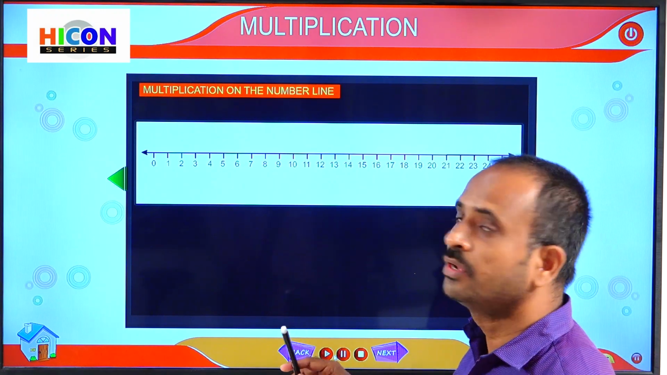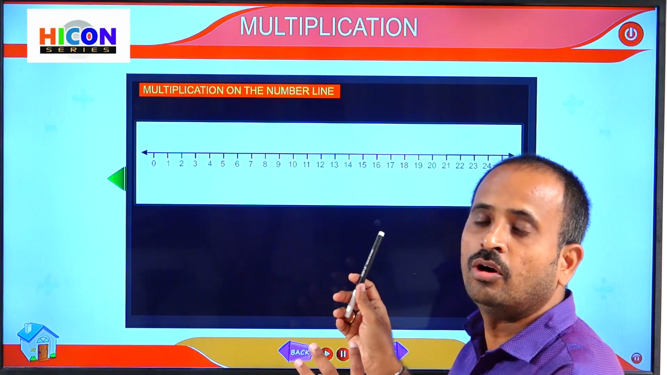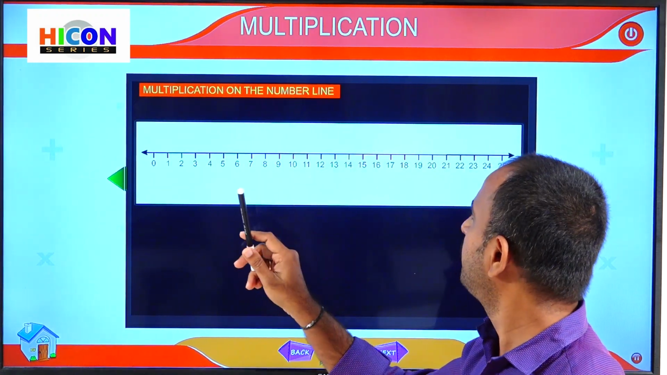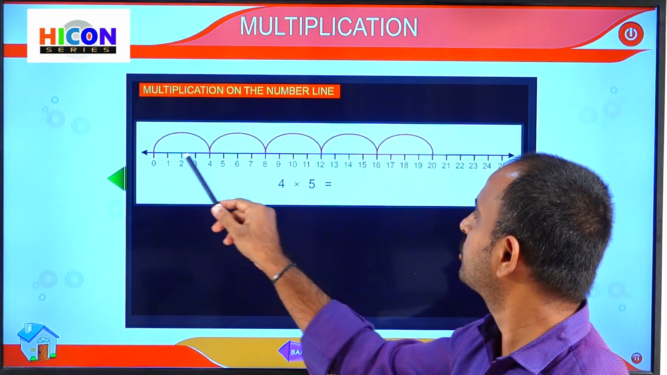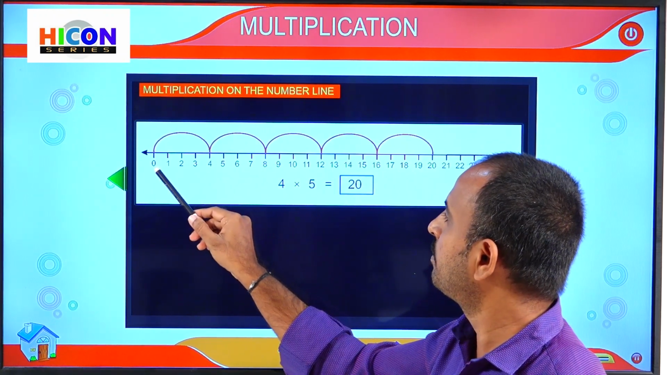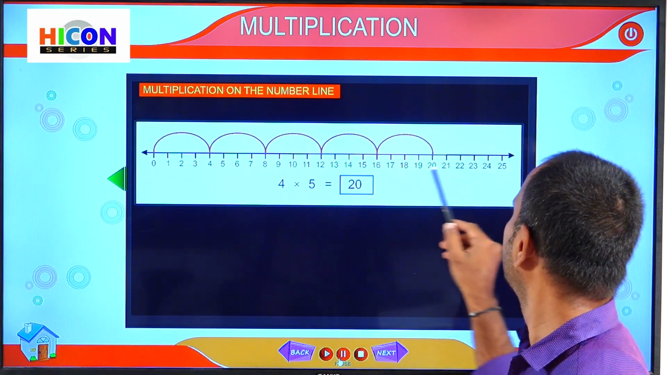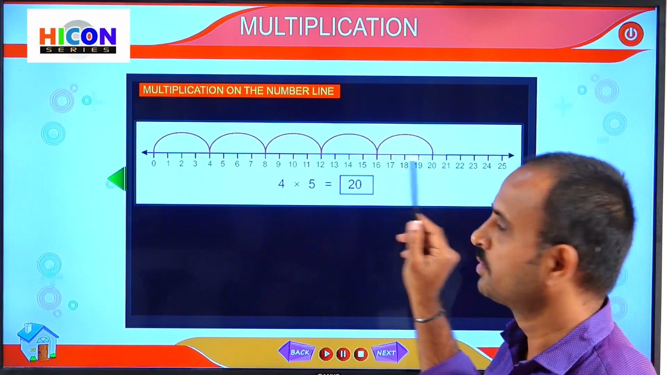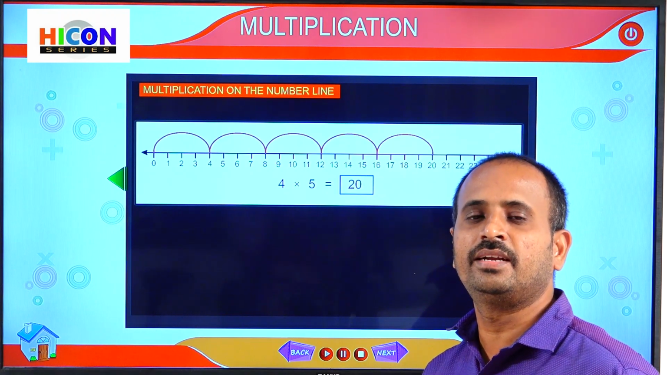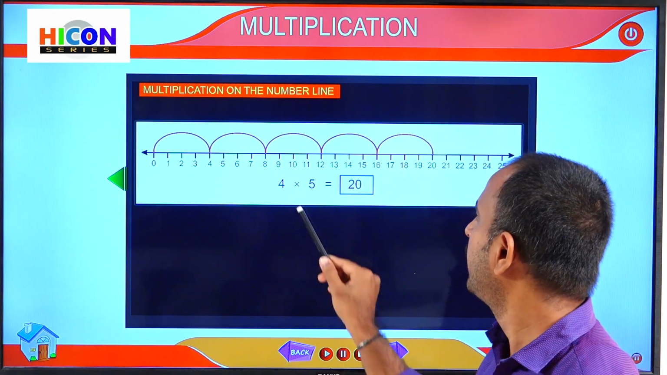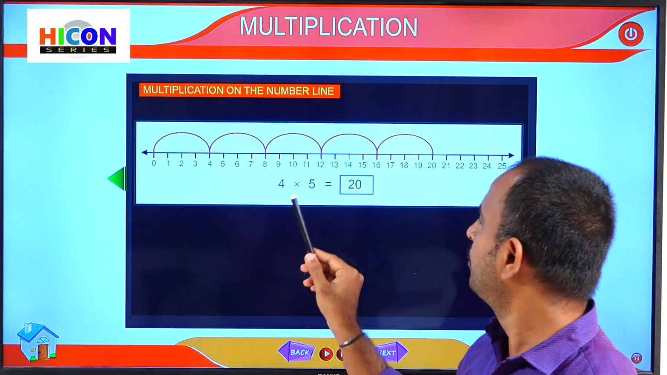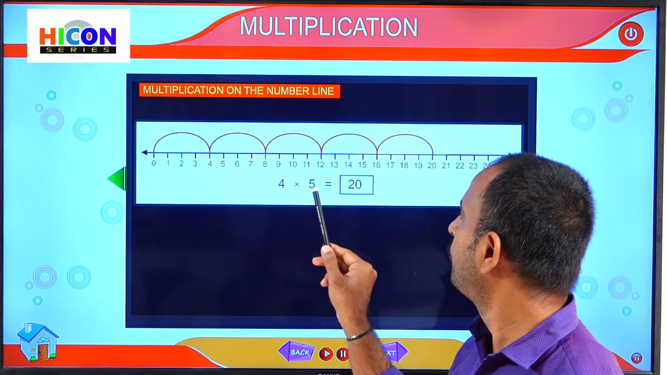Now in this chapter, we are going to learn how to multiply two numbers on the number line. So what is the number line? The number line is a straight line, and we have to mark numbers from 0 to something on it. So this is called the number line. So let us see how to multiply two numbers on a number line. Let us see an example, that is 4 into 5.